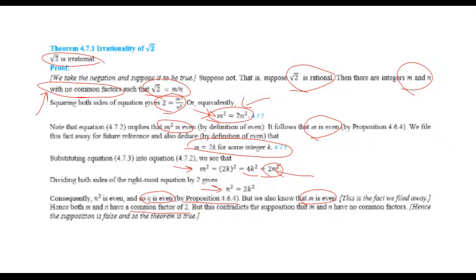So we reach a contradiction because it's impossible that m and n both have a common factor and do not have a common factor. So these two contradict each other, which leads us to a contradiction, and as a result we are done with the proof of theorem 4.7.1 using the method of proof by contradiction.